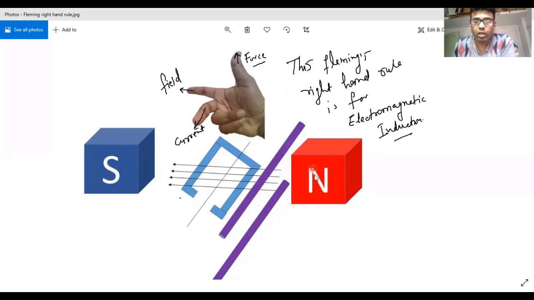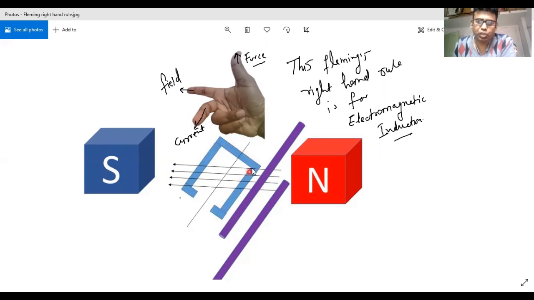See, this is the north pole and this is the south pole. These black arrowheads, these four black arrows, show the direction of the magnetic field lines. The magnetic field lines emerge from the north pole and get terminated at the south pole. And in between these two, suppose we have placed this conductor, and this is also one kind of conductor.